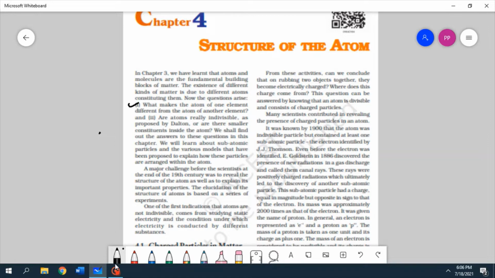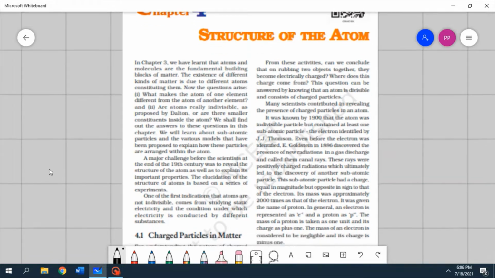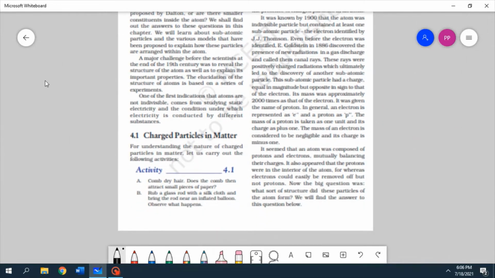So we discussed Dalton's atomic theory in the previous lesson. If you haven't watched that video, please go back and watch it for you to get the flow of the course. And so they're asking if atoms are really indivisible, or whether they can be divided into smaller particles. And then we have introduction again, and we start with the charged particles in matter. So there are a couple of activities here that I will read out to you today.